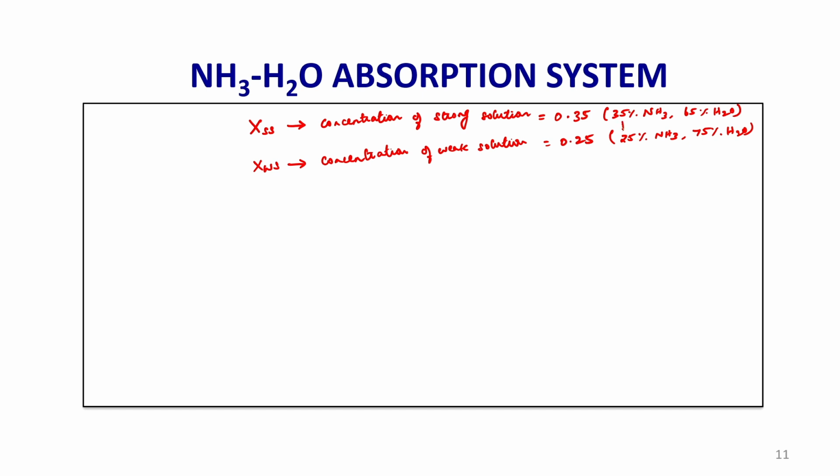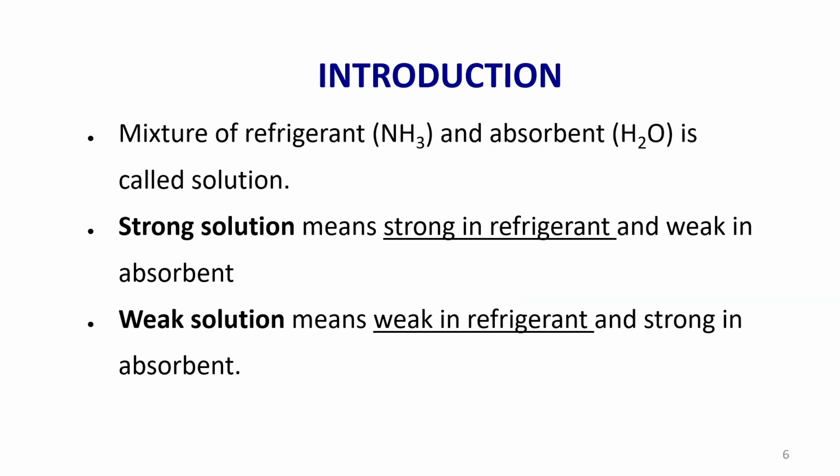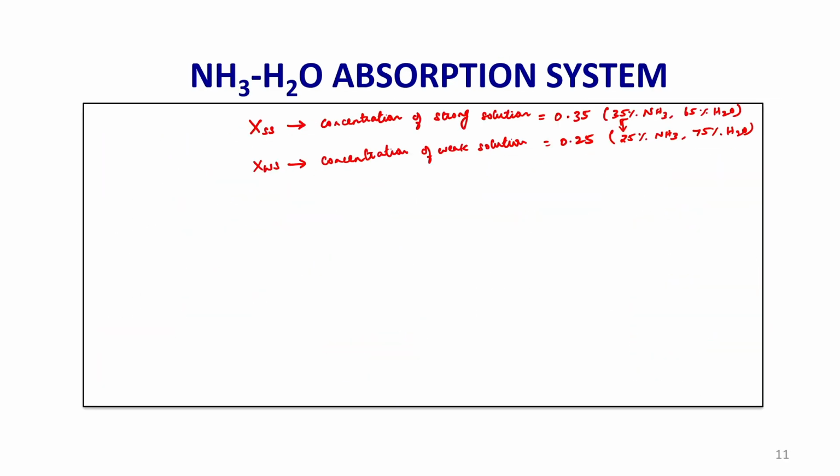So it is 35%. Similarly, if you take absorbent, what is the definition for strong solution? Weak in absorbent. If it is weak solution, strong in absorbent. That means in the strong solution, for the concentration I have taken, the absorbent quantity is 65% water. But in the weak solution, the water amount is 75%. So the comparison should be made like this.